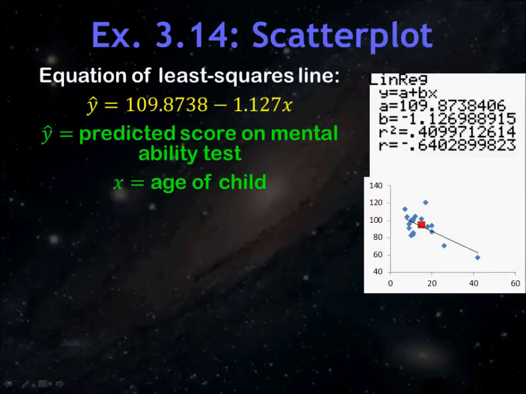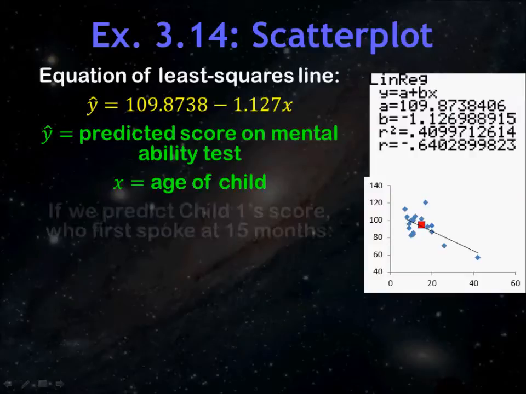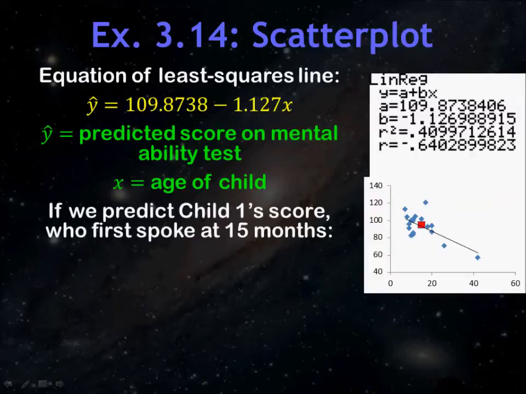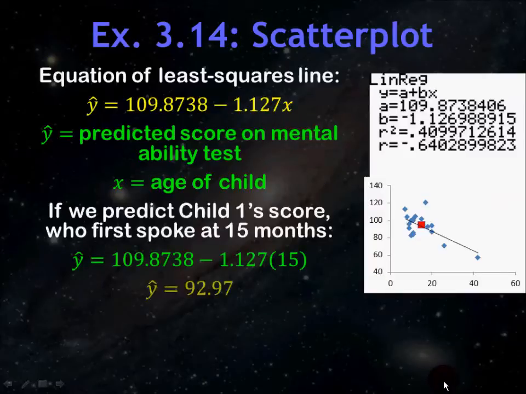And before you look at this, think, wow, a 15-year-old doesn't speak until he's 15? That's crazy. No, it's months, so it's 1 year and 3 months. Now that we have the equation of the least squares line, we need to predict the score of child 1, a child who first spoke at 15 months. So you take your 15, plug it into your least squares equation, and you get a value of y hat equals 92.97, which means that we predict that a 15-month-old would score 92.97 on this test of mental ability.